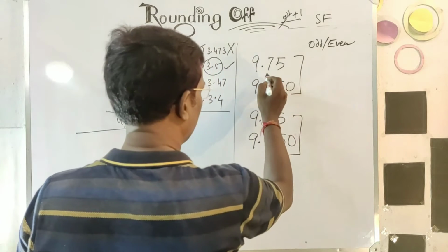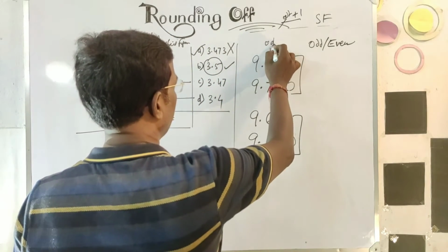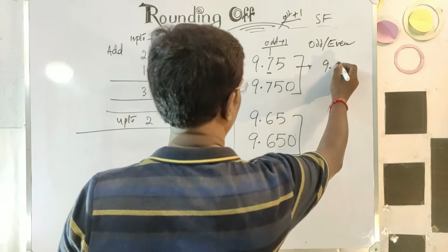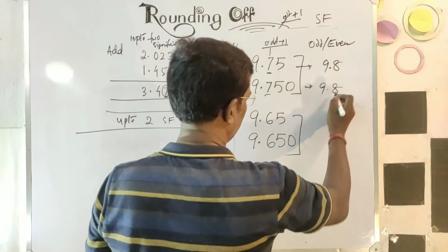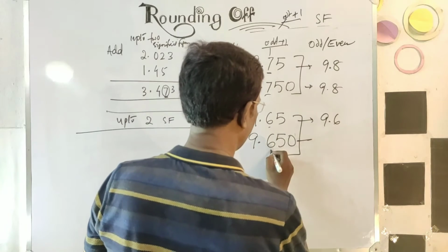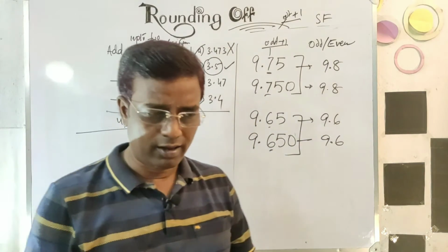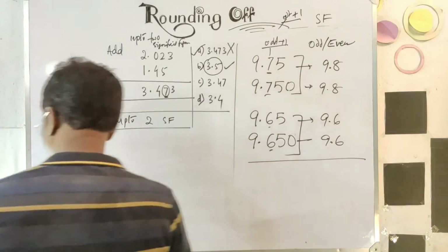Now listen, the number before 5 is here 7, which is an odd number. Simple rule, as I've told you: odd plus 1, it becomes 9.8; even remains the same, 9.6. Quite easy. Now odd even is clear.